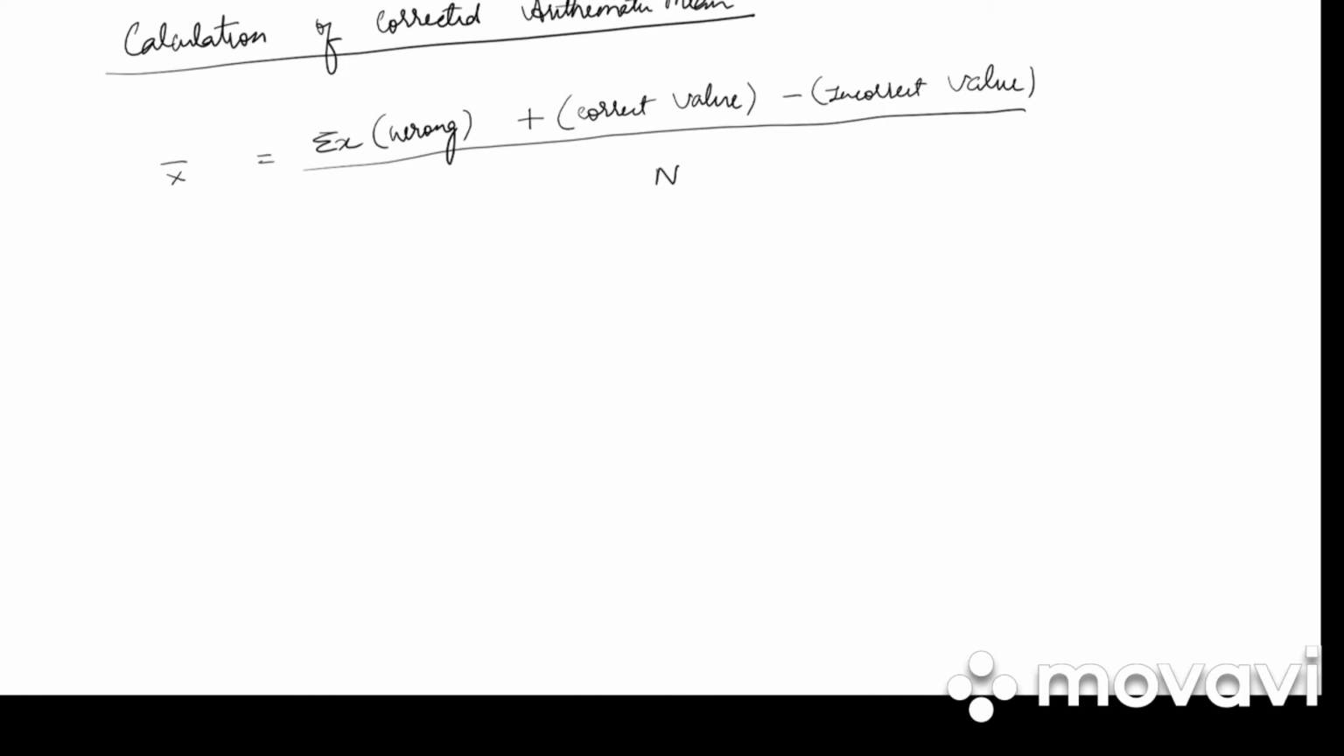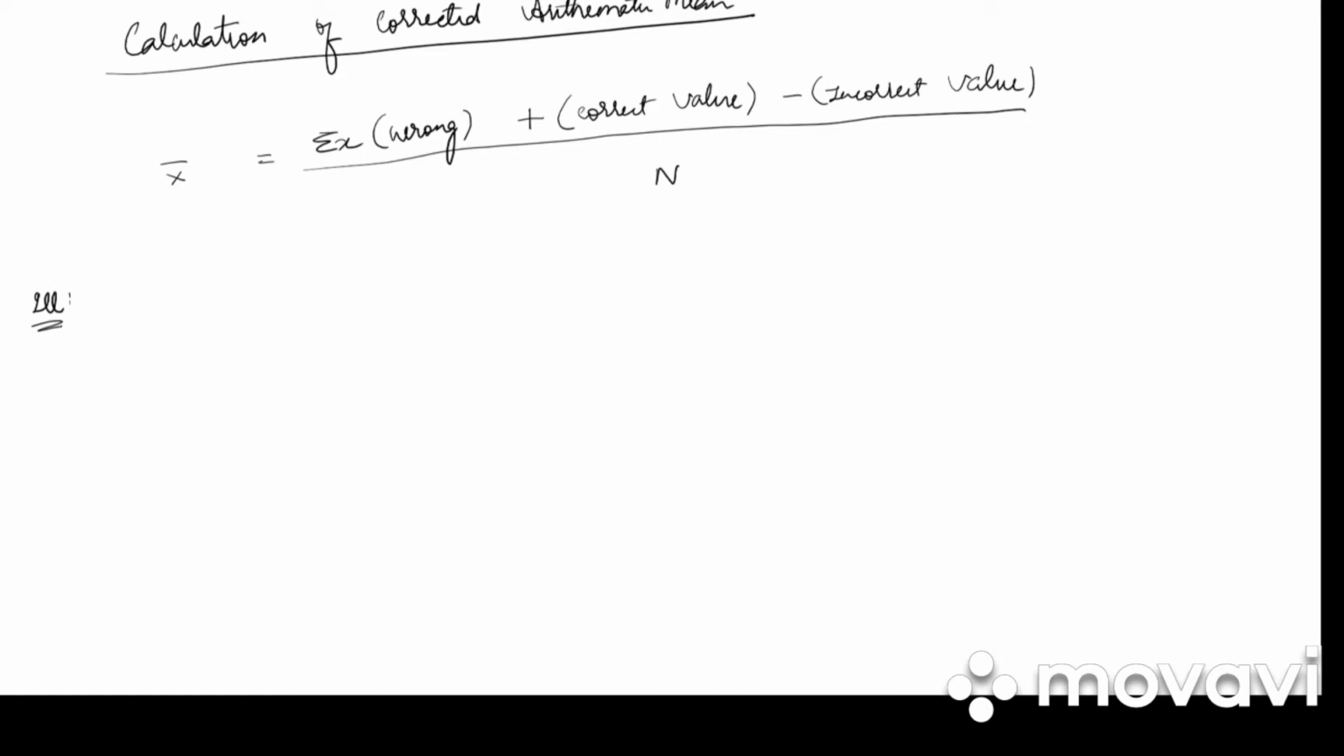So what happens, sometimes some items or values will be wrongly written. Accordingly, the mean will go wrong. That is why we would be finding out the correct arithmetic mean. So this will be the formula. So write down an illustration.